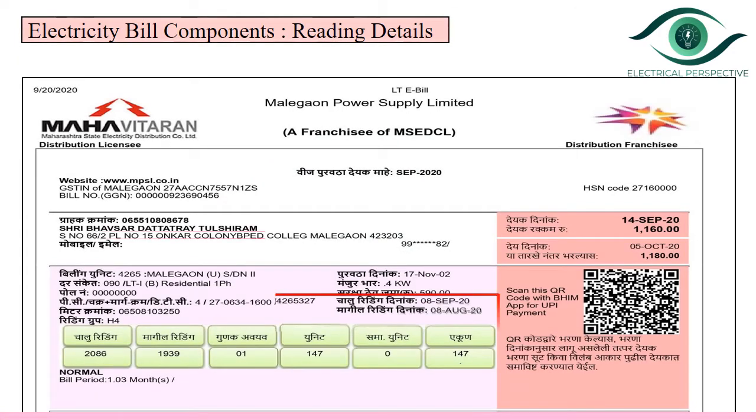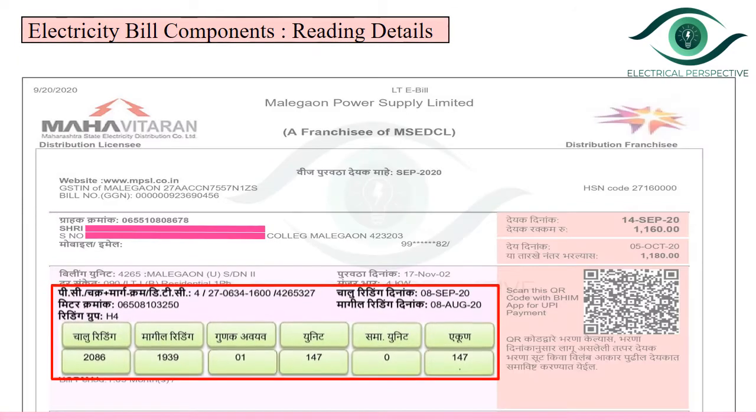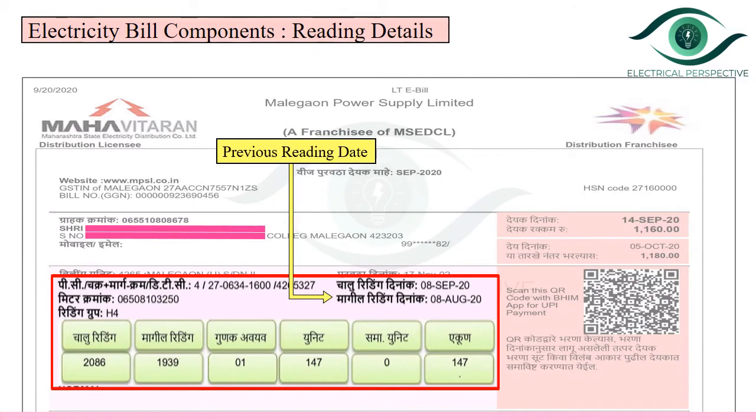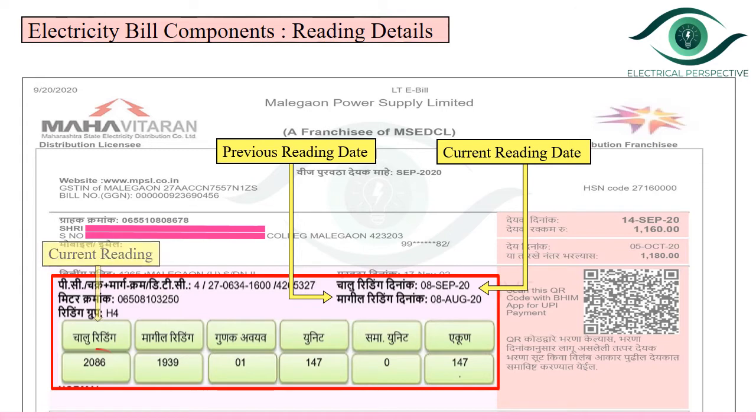Now the next is the reading details. Here you can see Magil reading Dinanka, which means the previous reading date. Here it is 8 August 2020. Then Chalu reading Dinanka means the current reading date. Here it is 8 September 2020. These are the dates on which the reading is taken by the MSEDCL authorities. Then the next one is the Chalu reading, which means the current reading.